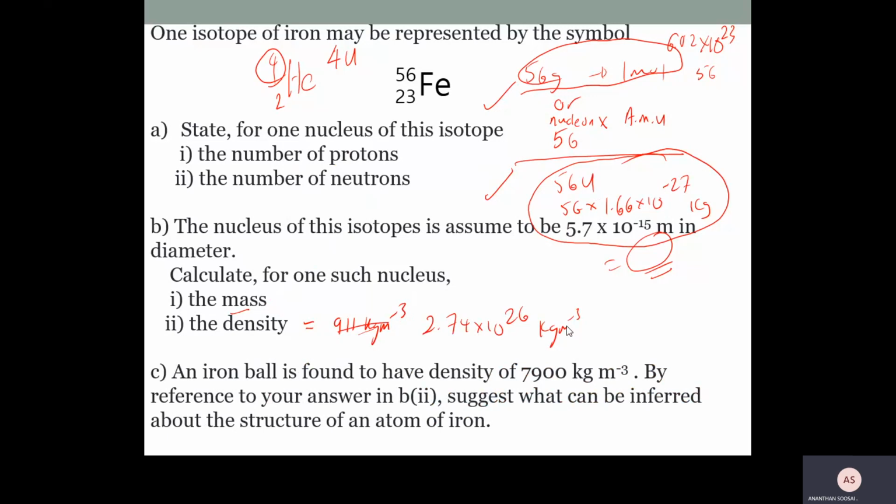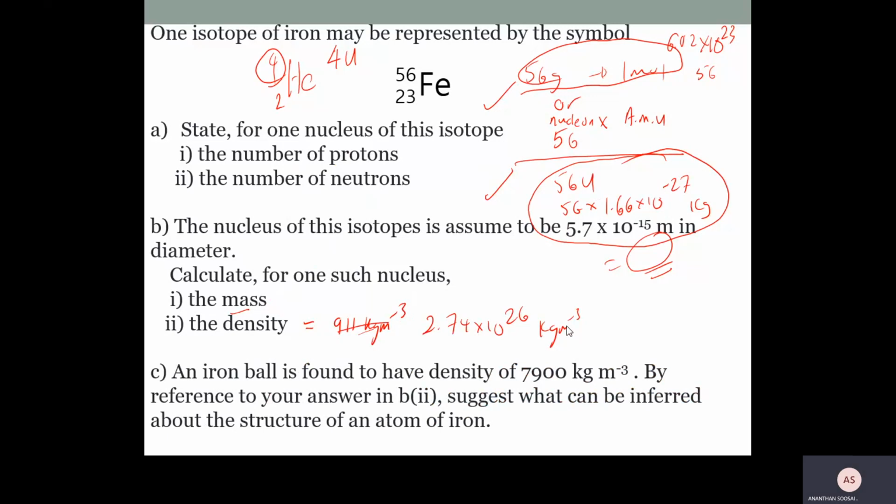Okay, now, yeah. So now this is the one you have to think. What is your answer, do you think? Normally, this is where the A star student, last part, comment, explain. An iron ball is found to have a density of 7,900, but the nucleus of iron is so dense. So, by reference to your answer in B2, suggest what can be inferred about the structure of an atom of iron.